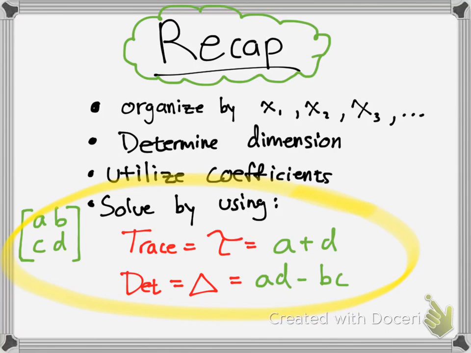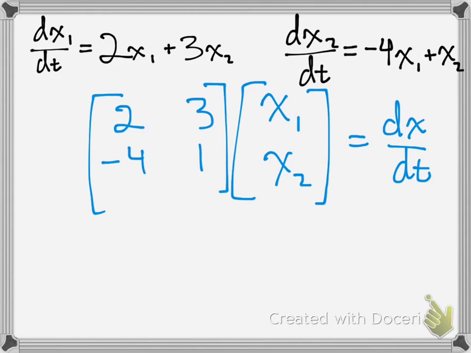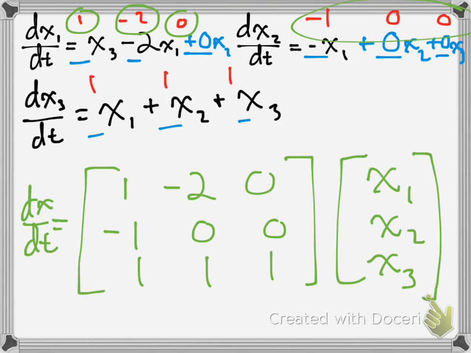So let's calculate the trace and the determinant. To calculate the trace, you simply add the main diagonal of the matrix, and to find the determinant you do a times d minus b times c. So why don't we do that for at least the first two. Okay, so I'll write that in red. So the trace, remember, is the sum of the diagonals here, so this plus this. So 2 plus 1 equals 3. And the determinant would be, what was it, AD minus BC.